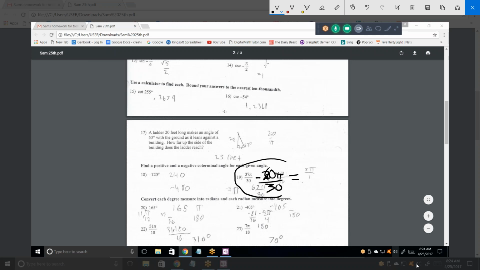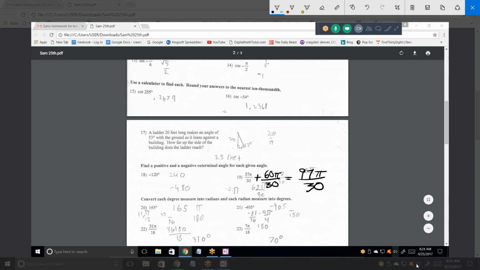What's the answer to 37 pi over 30 minus 60 pi over 30? It'd be negative 23. Negative 23 pi over 30. There's your answer for the negative angle. For a positive angle, I'm going to add 2 pi, or add 60 pi over 30. So the positive angle is 97 pi over 30.